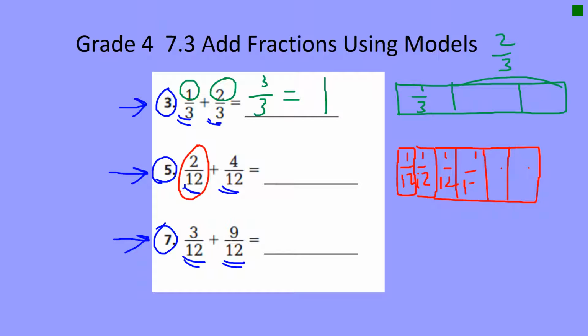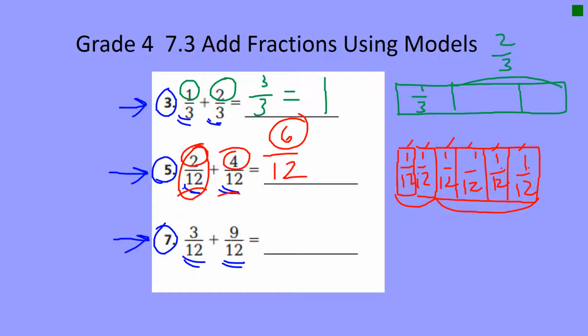1/12, 1/12, 1/12, 1/12. So 2/12ths plus 4/12ths. 1, 2, 3, 4, 5, 6. 6/12ths. Okay? This is awesome, isn't it? Basically, you're adding the numerator because the piece size is the same. So if I have 2 out of 12 pieces plus 4 out of 12 pieces, I have 6 out of 12 pieces. All right, let's look at number 7.